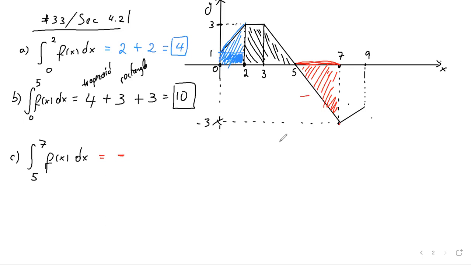The area is going to be equal to negative. So it's 3 times 2 over 2, negative 3. So this is going to be the area for this one down here.